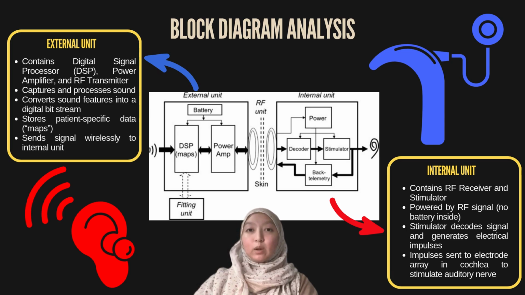The stimulator decodes the bit stream and converts it into electrical impulses, which are delivered to specific electrodes in the cochlea to stimulate the auditory nerves. This whole system works together to recreate hearing by mimicking how the nervous system processes sound.